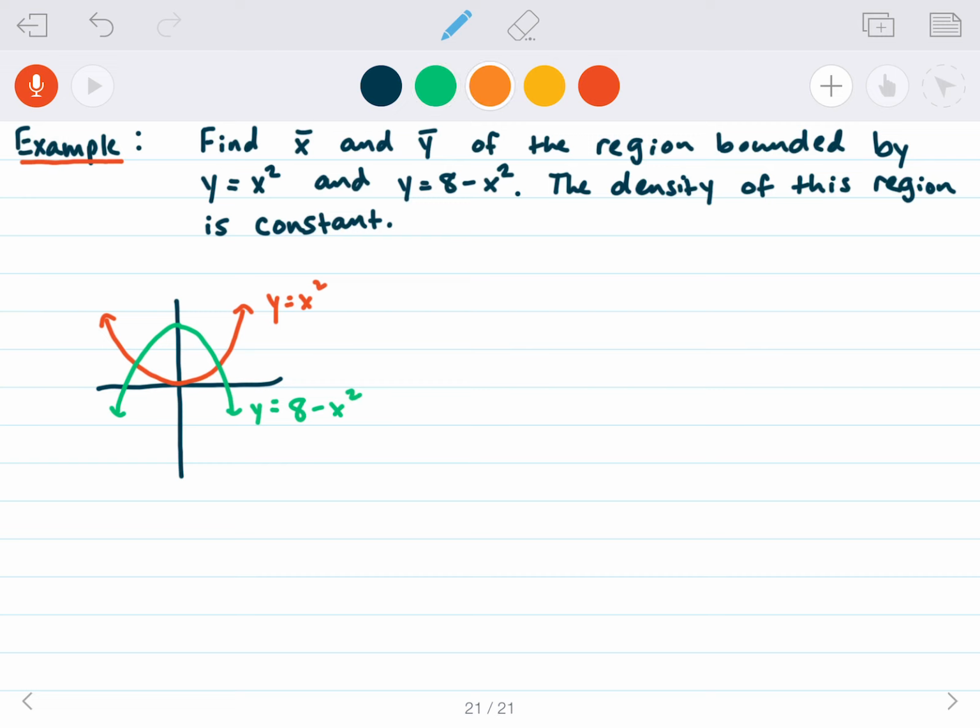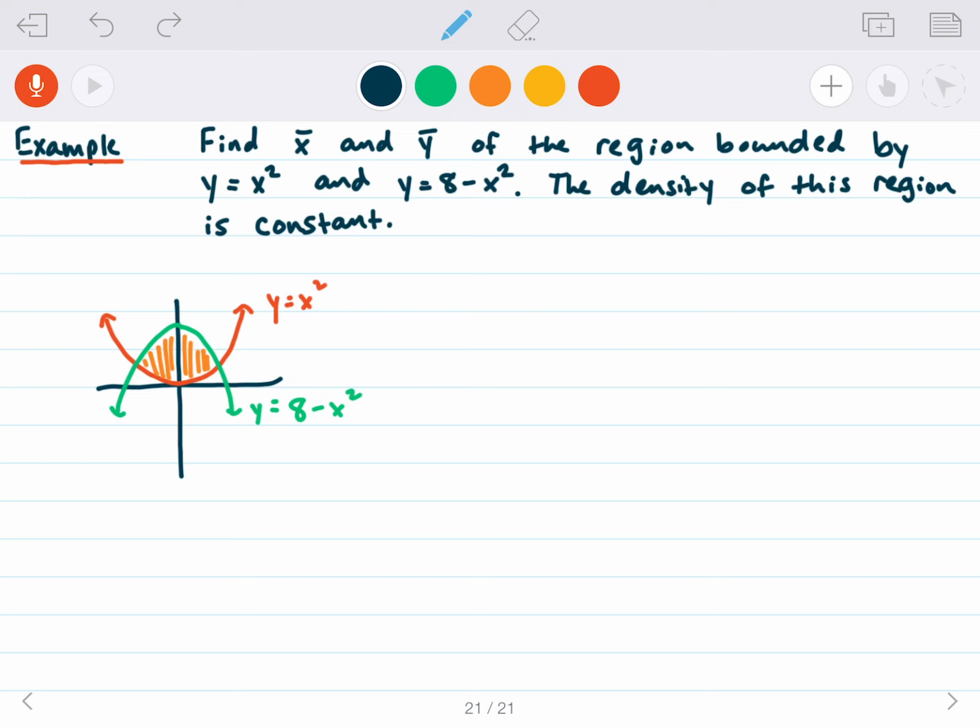And we want to figure out the center of mass of this region. It looks like this region is symmetric about the y-axis. You can see that this side and this side are perfectly equal. So what we're expecting here is that the x value of the center of mass is going to be 0. Let's go ahead and figure out what this is.